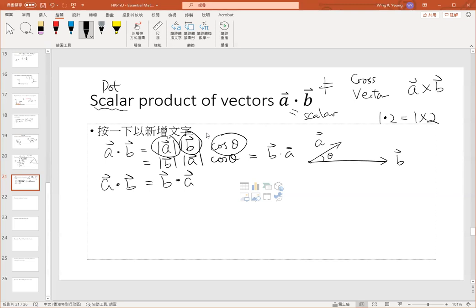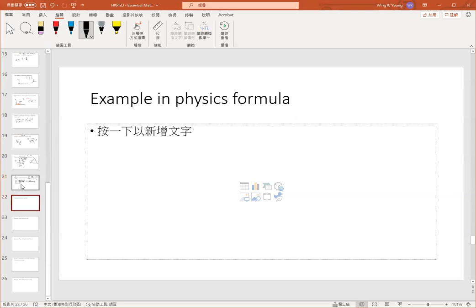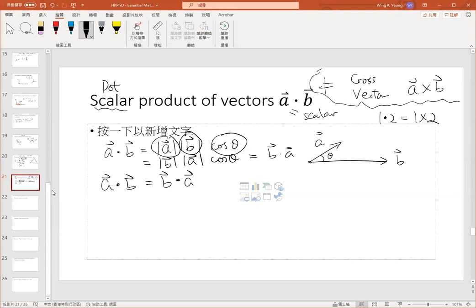But for cross product, A cross B does not equal B cross A. If you learn it, you know why. So I also would like to talk about the geometric meaning of the scalar product. So let's draw a vector A here, vector B here.